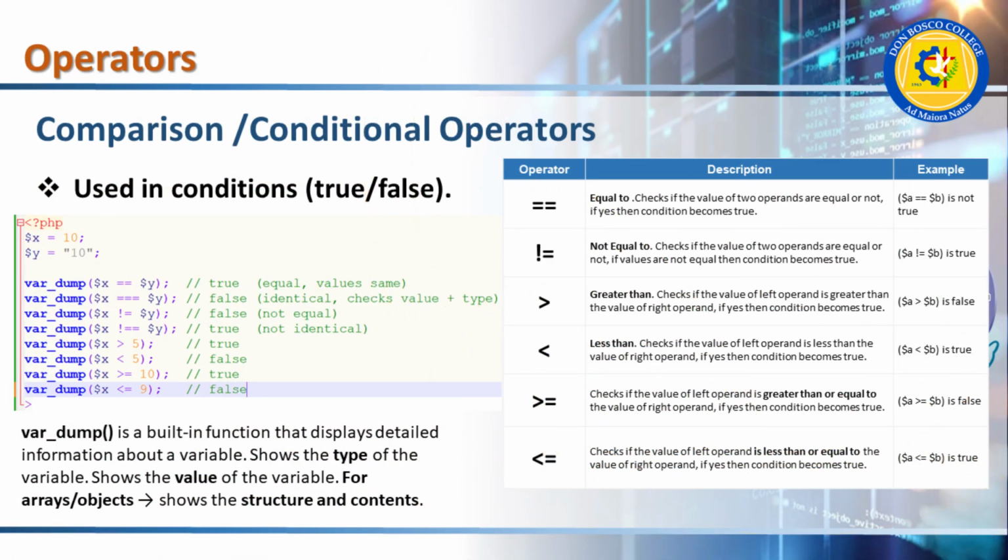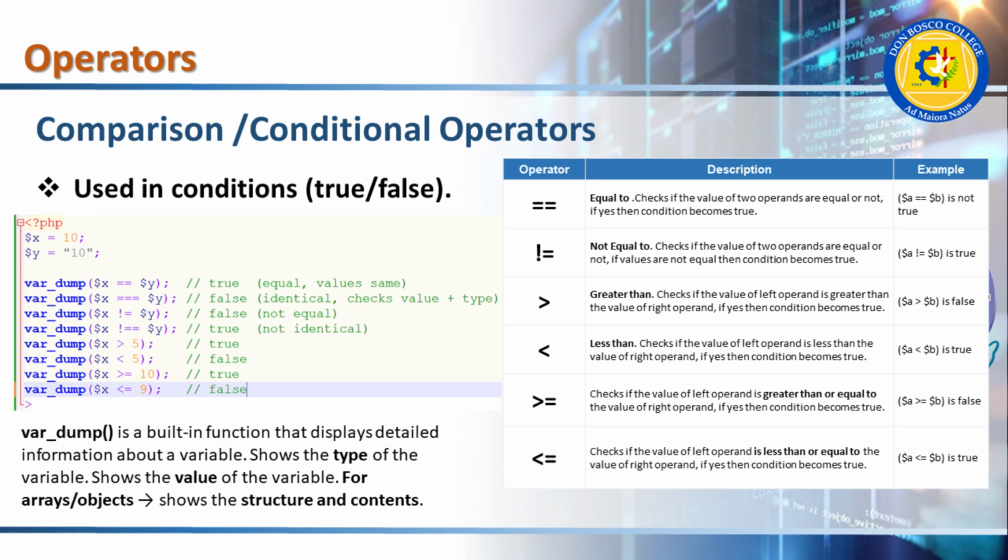Next are the comparison or conditional operators, such as equal to, not equal to, greater than, and less than or equal to. The equality operator checks if the values of two operands are equal. If they are, the condition becomes true. The not equal operator checks if the values of two operands are not equal. If they are different, the condition becomes true.